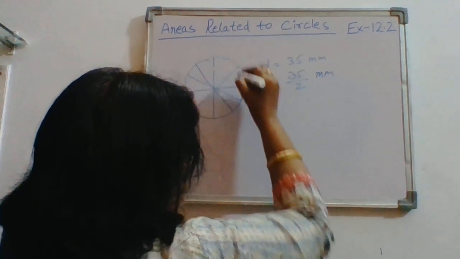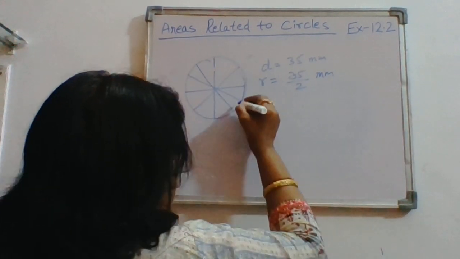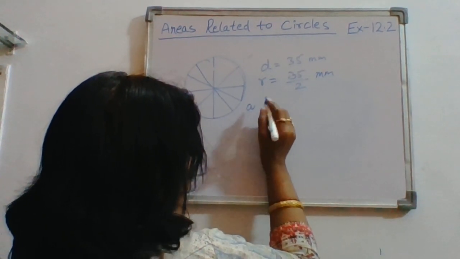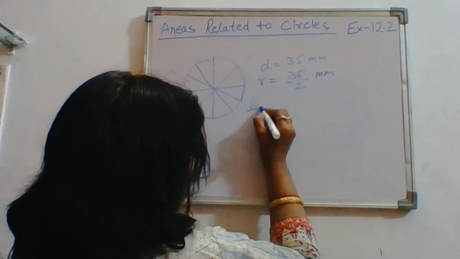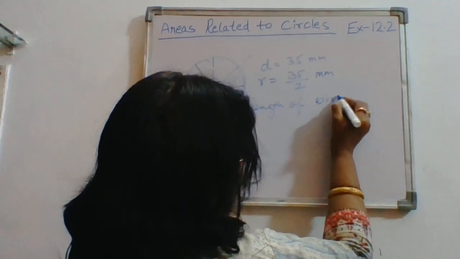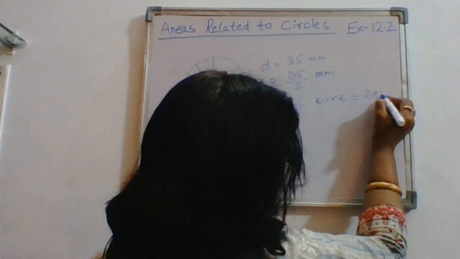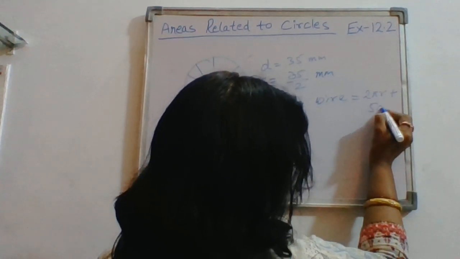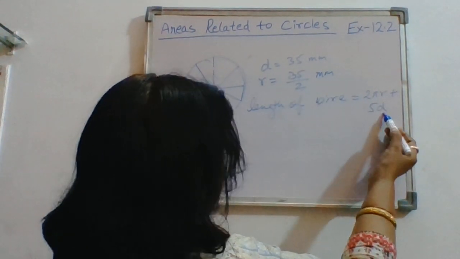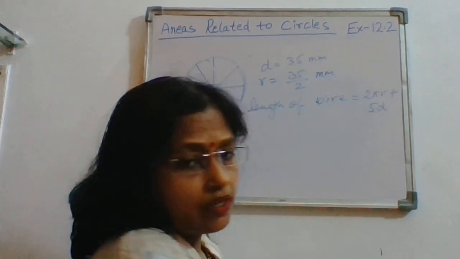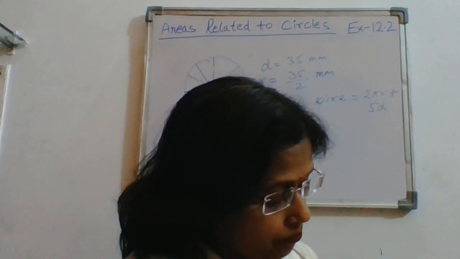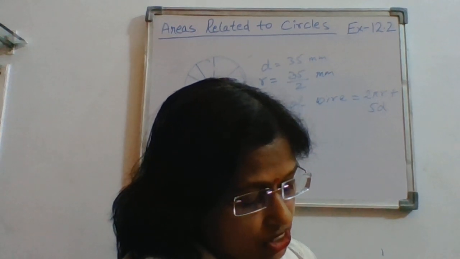So we have to calculate the length of the wire which is used in its circumference. So length of wire will be equal to 2 pi r plus 5d. Okay, radius it is 35 by 2 and diameter it is given 35, right? So that will be the total length of the wire. You can calculate here.